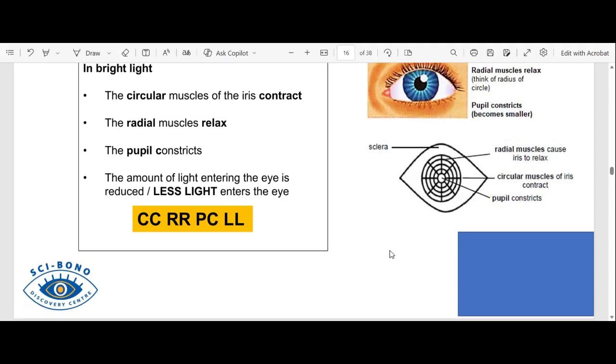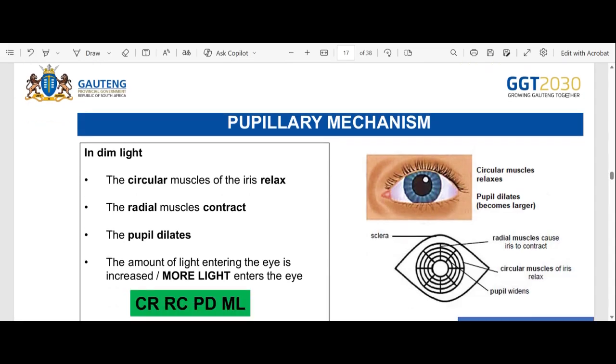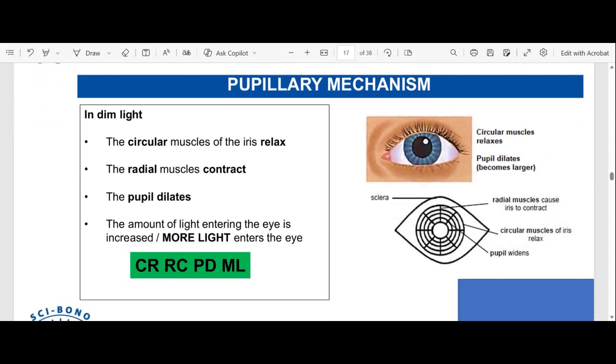Thus allowing less light. Okay, now let's go to dim light. What happens to your pupil when you're exposed to dim light? Your circular muscles do the opposite. They relax, right? They do the opposite of what they did when you were exposed to bright light. They go back to their resting state. So they relax because to relax is to rest, right? So the circular muscles relax here.